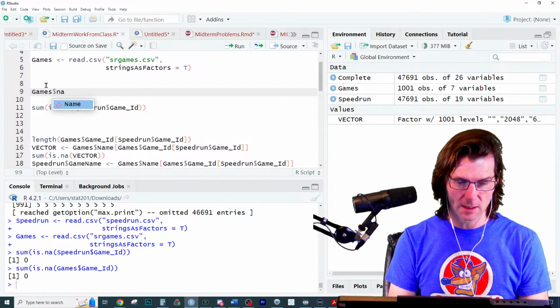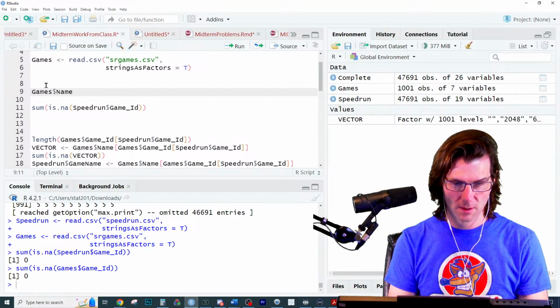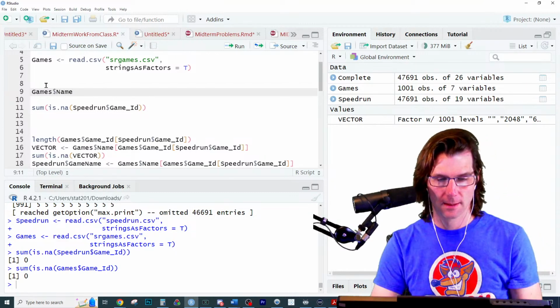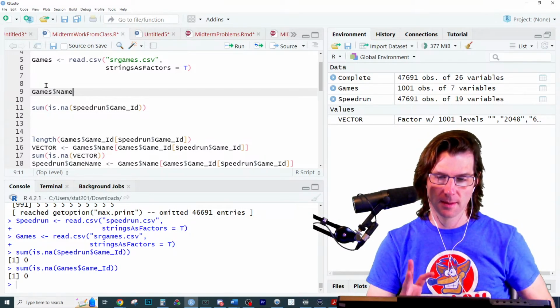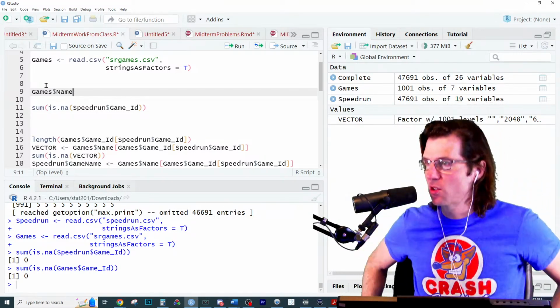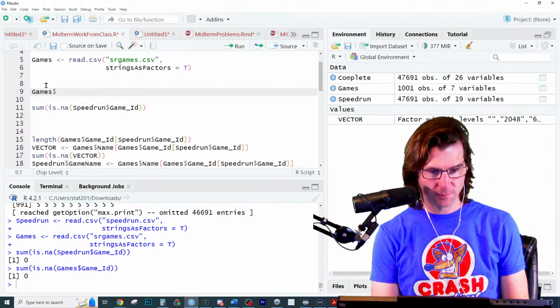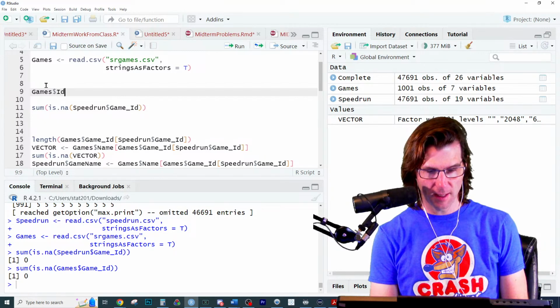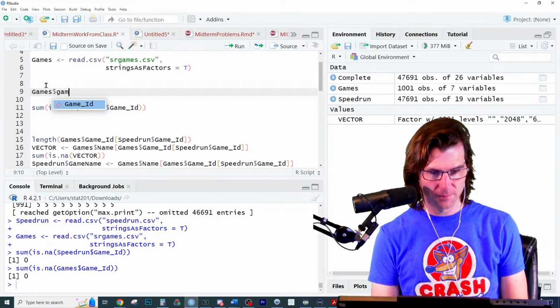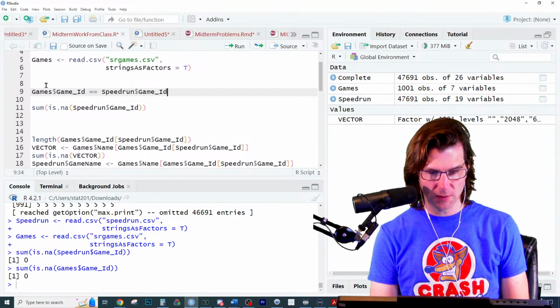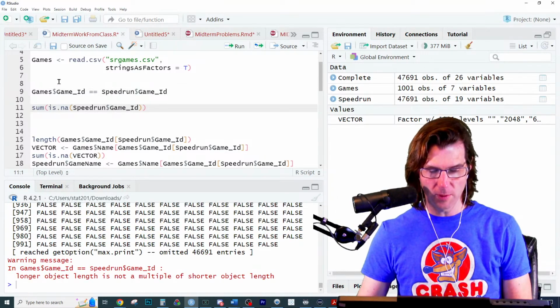Oh, no. I think I did it wrong. I almost have this. I'm so close. If we go to the game ID where it's equal to this. No, we don't want that.